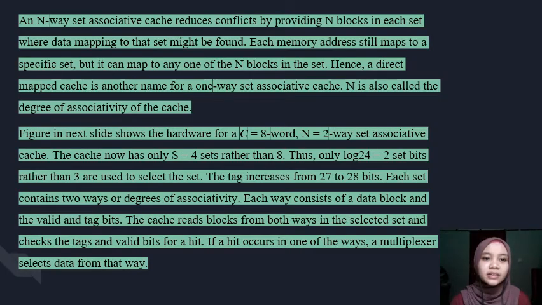An n-way set associative cache reduces conflicts by providing n blocks in each set where data mapping to that set might be found. Each memory address still maps to a specific set, but it can map to any one of the n blocks in the set. Hence, a direct mapped cache is another name for a one-way set associative cache, and n is also called the degree of associativity of the cache.